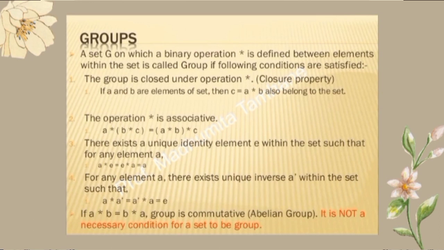Groups: a set G on which a binary operation is defined between elements within the set is called a group if the following conditions are satisfied. First, the group is closed under the operation, the closure property: if A and B are elements of the set, then C equals A multiplied by B also belongs to the set. Then the second, the operation multiplied is associative, and so on.